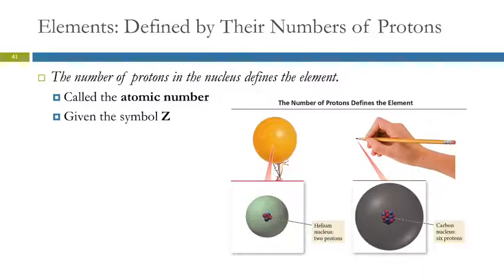No, it's Z. If we look at a helium nucleus, it has 2 protons. All helium nuclei have 2 protons. Carbon nucleus, 6 protons. Every single carbon nucleus has 6 protons. If it has 7 protons, it's nitrogen. It's not carbon. It defines what element it is.